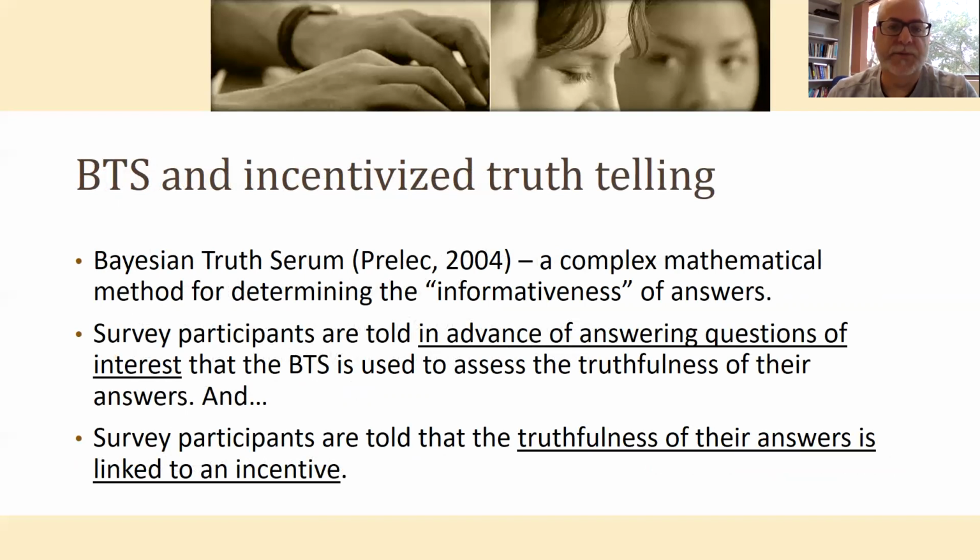The Bayesian Truth Serum incentivised truth-telling methodology, which was developed by Prelec and others, starts with this thing called the Bayesian Truth Serum, which is a complex mathematical method of determining the informativeness of answers. Survey participants are asked not just whether they do something, but also how frequently they think other people do it and how much they think other people who do the behaviour would admit to it. All of those things are put into a formula to determine the informativeness of answers.